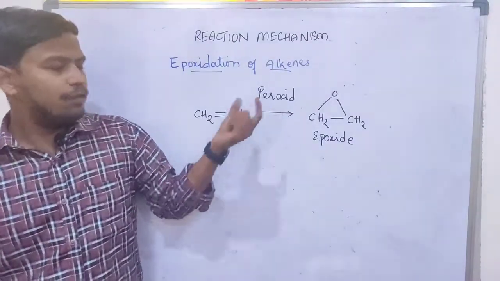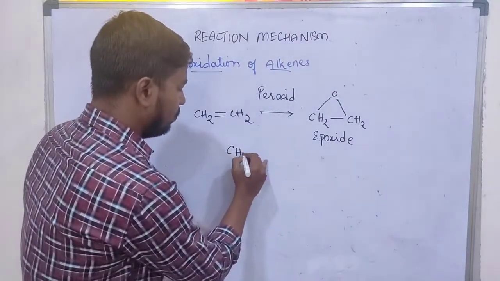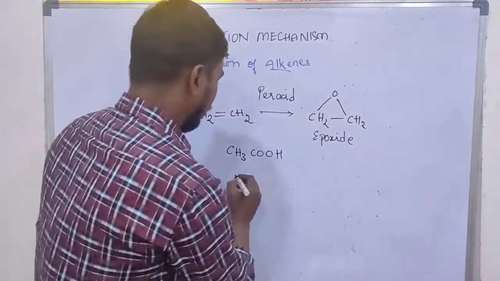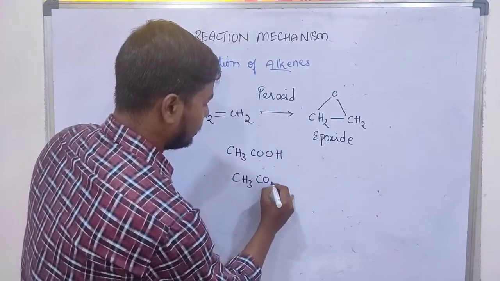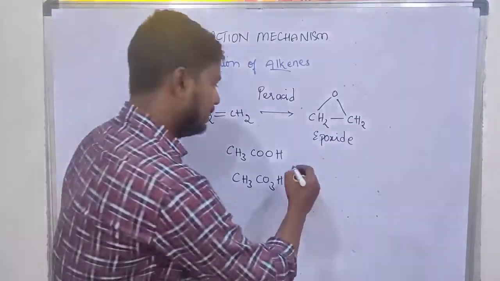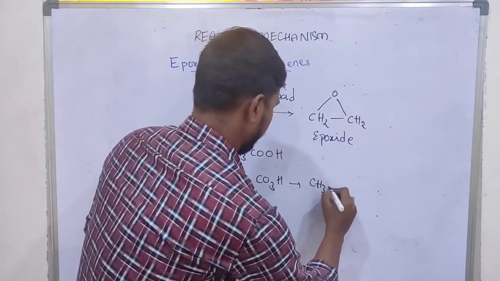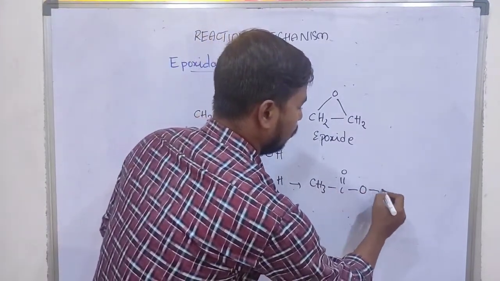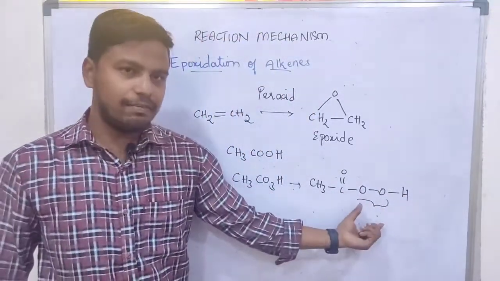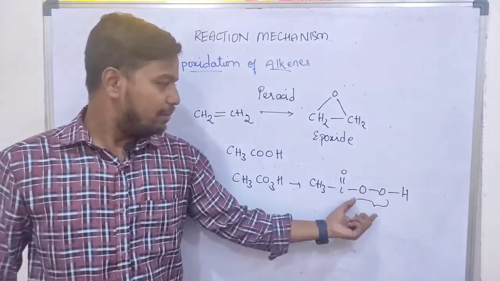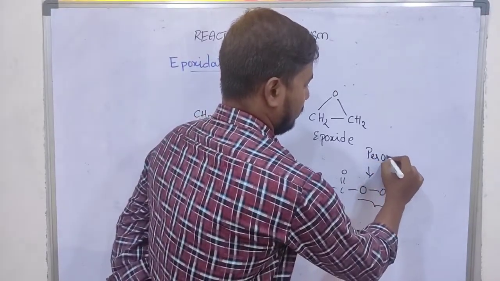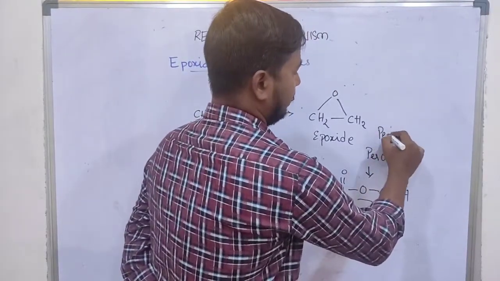Now we will understand what a peracid is. Everyone knows what acetic acid is, right? This is acetic acid. What if I write another extra atom of oxygen? Then it is considered a peracid, right? So I will write the structure CH3, C double bond O, O bond H. This presence of O bond O is the peracid link. It is the peroxy link or peracid link. Both are the same.